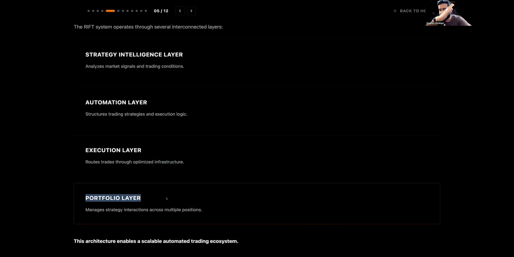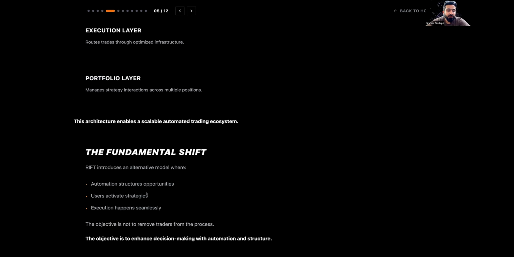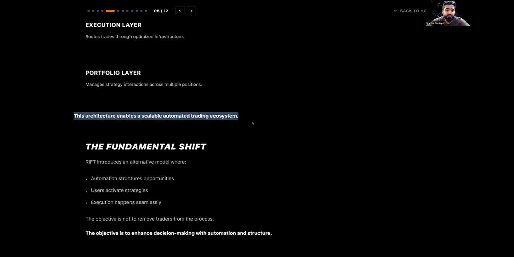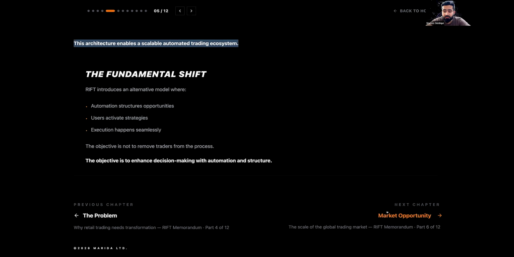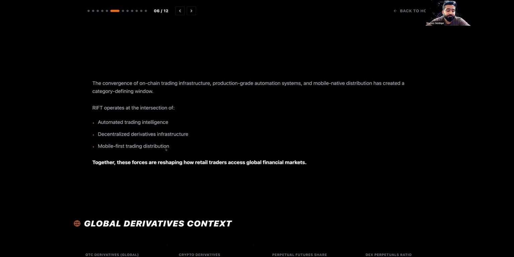The assets will be transferred to your wallet with every trade, and with every liquidation the assets are going to go back, liquidated within seconds, and everything happens in milliseconds of time because of Hyperliquid. So this architecture enables a scalable automated trading ecosystem which we have built already. The fundamental shift. Now let's go to market opportunity.